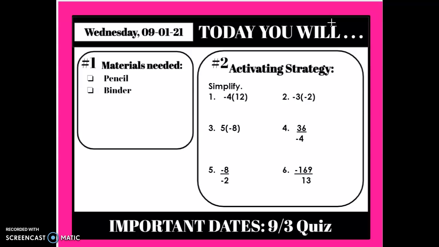So with this warm-up, we're looking at multiplying and dividing positive and negative whole numbers. Remember, we can use our tic-tac-toe board for those rules. Negative 4 times 12 would be negative 48. Remember that the parentheses means multiply. Number 2, negative 3 times negative 2 would be positive 6.